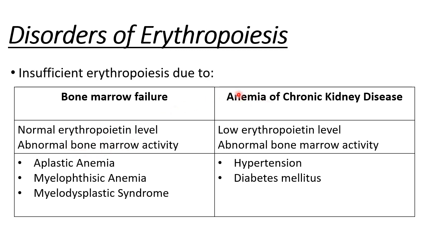Sa anemia of chronic kidney disease, ang main problem is the erythropoietin production dahil ang erythropoietin is produced by the kidney cells. Pagbagsak ang erythropoietin, of course, domino effect na yan. Babagsak din or meron na rin tayong abnormal activity sa bone marrow din natin.